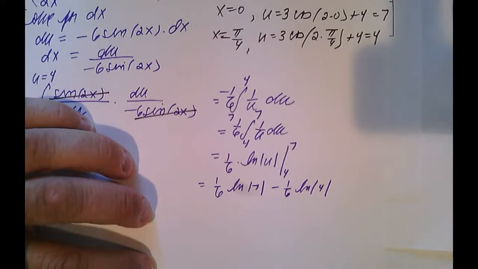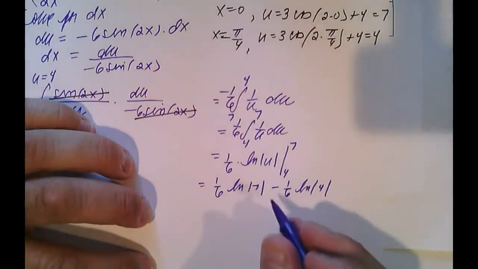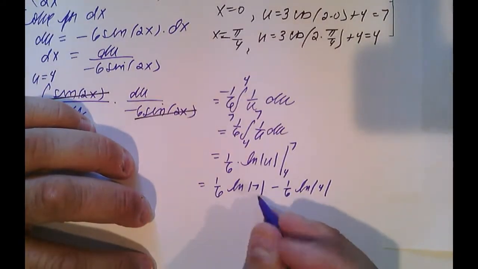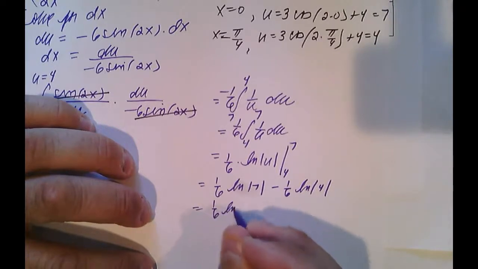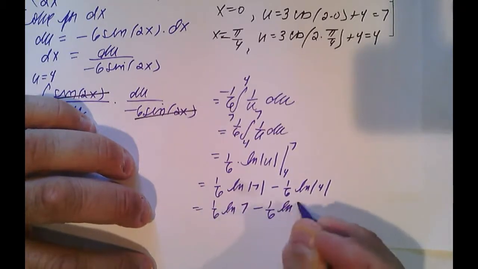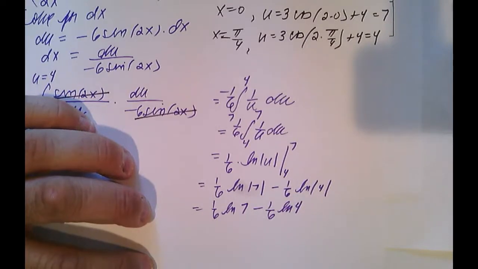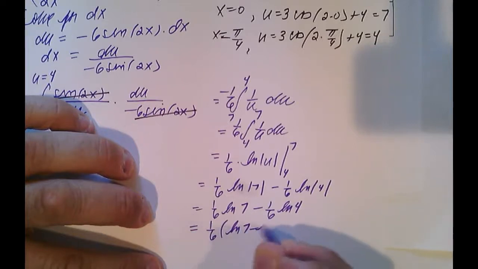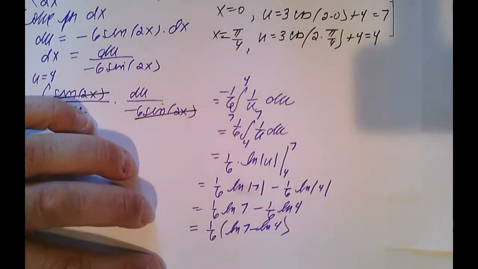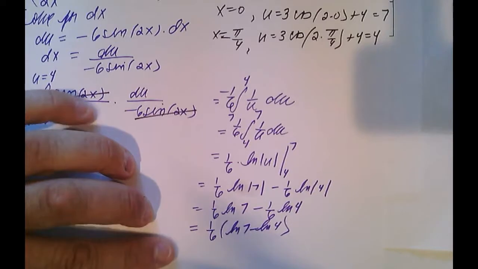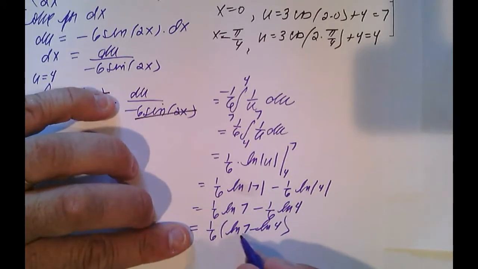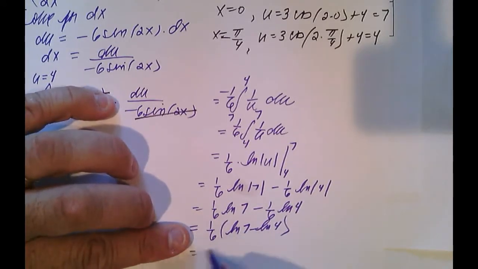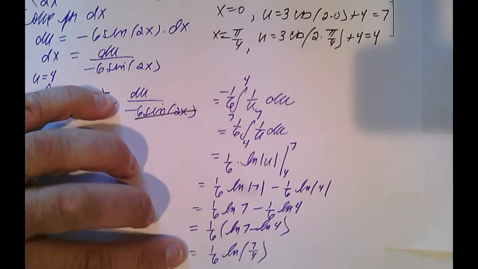And what are some things that could happen on the multiple choice? Well, on the multiple choice, we know that the 7 is positive, so there's no need to write the absolute value there. 4 is also positive, no need to write the absolute value. You could factor out the 1/6 and write this as the natural log of 7 minus the natural log of 4. There is a property of logs that says a log minus a log is the same thing as the natural log of 7 over 4.